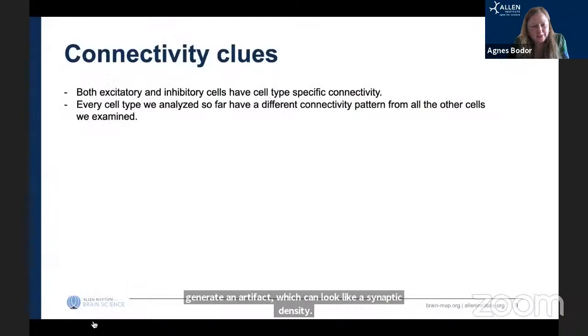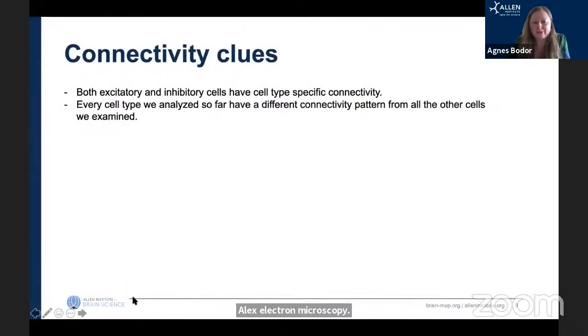So next, I will show the connectivity clues using two inhibitory cell types with a very unique connectivity. But first, I would like to mention that we already analyzed several cell types, both excitatory and inhibitory, in this dataset or our datasets. And every single one we examined had a unique connectivity pattern. So this is one of the most promising clues for recognizing cell types in datasets.